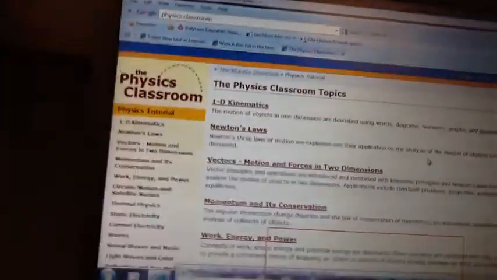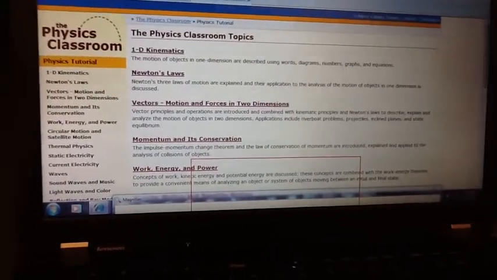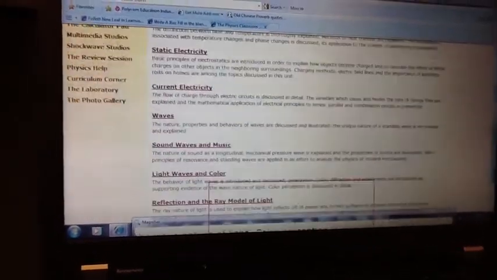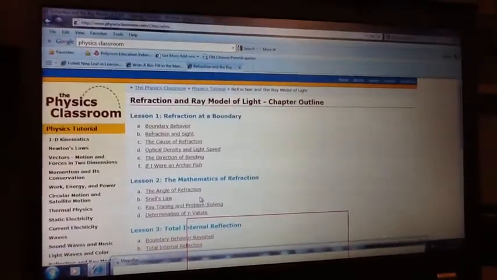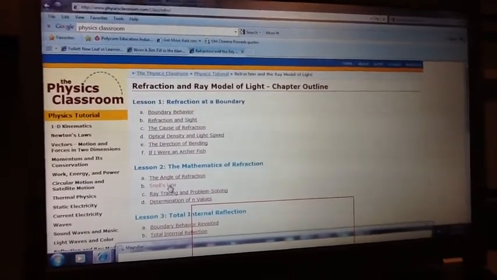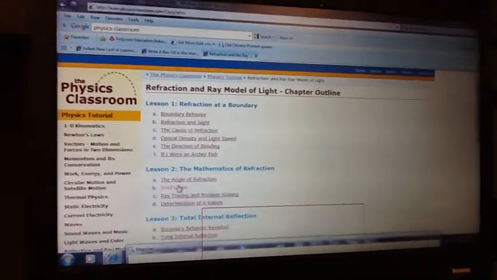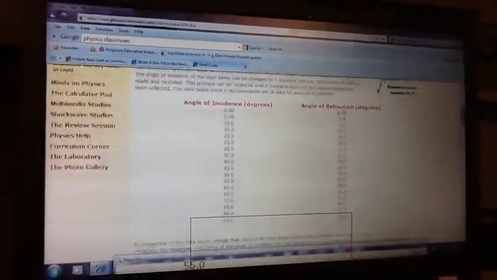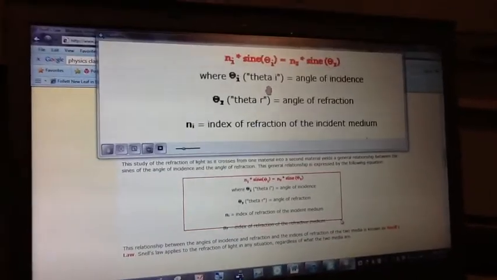You're also going to want to go to Physics Classroom if you haven't had a chance to do that. We're going to scroll down on Physics Classroom because this lab is about refraction. And there's an equation you're going to use today called Snell's law. So we want to go into Snell's law, which is lesson 2. Actually, all of this talks about refraction, but this gets into the mathematics of refraction. If you scroll about halfway down, they give you a nice equation, and they also describe all the variables.